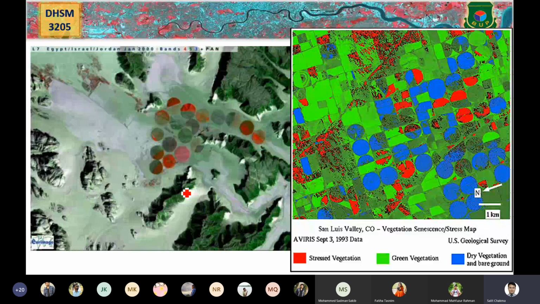So these are, you see, from here we can see it's Landsat 7. The data were collected by Landsat 7. So this involves Egypt, Israel, Jordan in January 2000, and we can see the vegetation. It's a desert area, and then vegetation is in this location. This red color means the vegetation is maybe under stress.